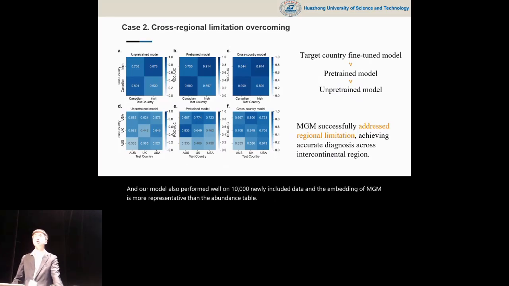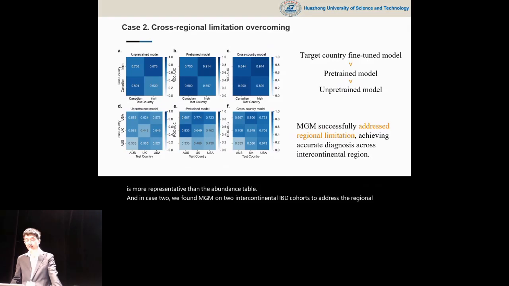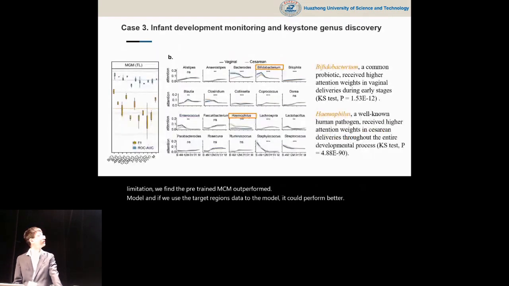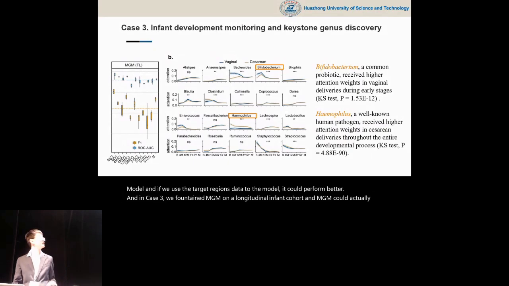In case 2, we fine-tuned MGM on two intercontinental IBD cohorts to address the regional limitation. We found the pre-trained MGM outperformed the unpre-trained model, and if we use the target region's data to fine-tune the model, it could perform better. In case 3, we fine-tuned MGM on a longitudinal infant cohort, and MGM could accurately predict the development stage of infants from different delivery modes.